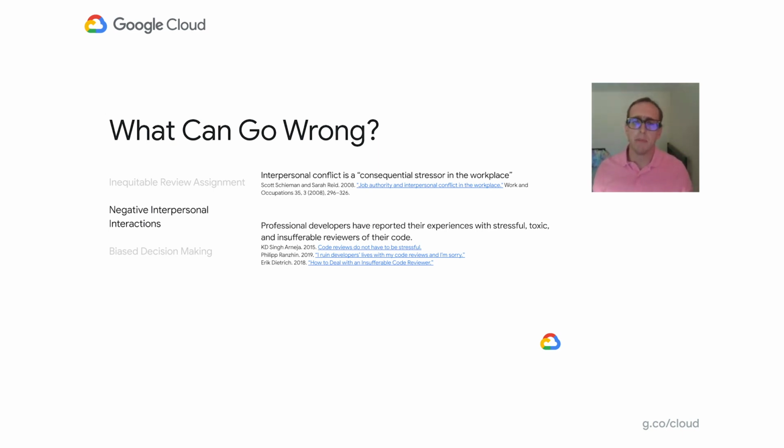Now, there's some evidence that interpersonal conflict happens during code review as well. We linked to a few blog posts here, for example, where people talk about stressful, toxic, insufferable reviewers on their code, where, as code authors, they really butted heads with their reviewers. And there are definitely high-profile examples of developers, especially in open source, leaving projects because the code review process was so bad. Not technically bad, but bad from the perspective of interacting with colleagues. So negative interpersonal interactions are serious in the workplace, but also serious during code reviews at the same time.